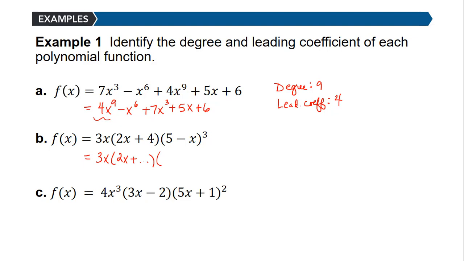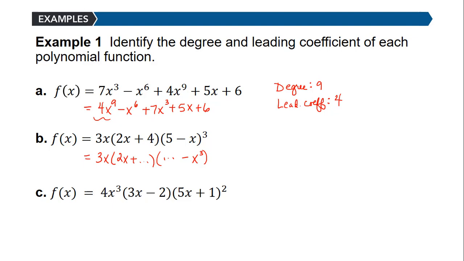And then the 5 minus x, when we cube that, the cube on the negative 1x would give us negative 1x cubed. Now understand, 5 minus x cubed is not just cubing the 5 and cubing the negative x. It would be 5 minus x times 5 minus x times 5 minus x. And when you do all of that multiplication, the term that has the highest exponent is this negative x cubed.